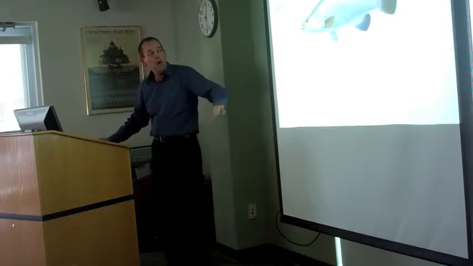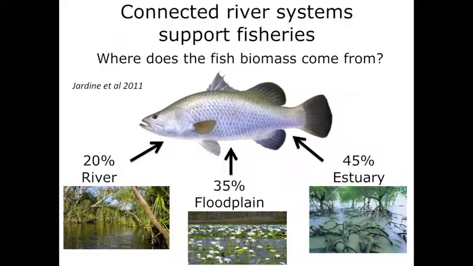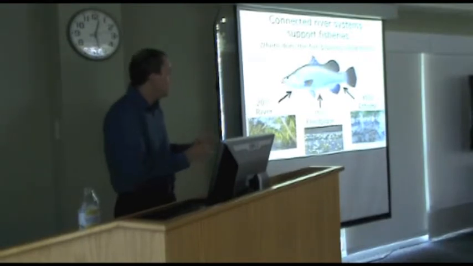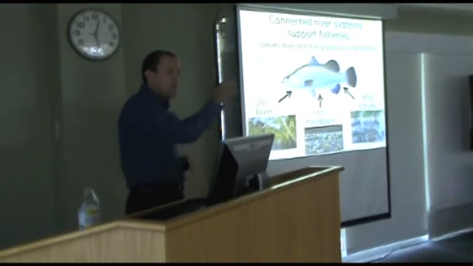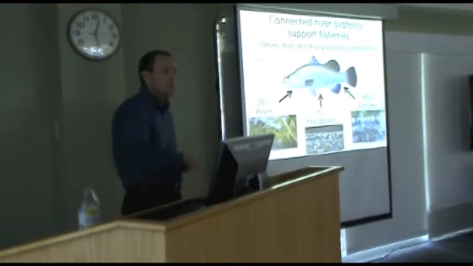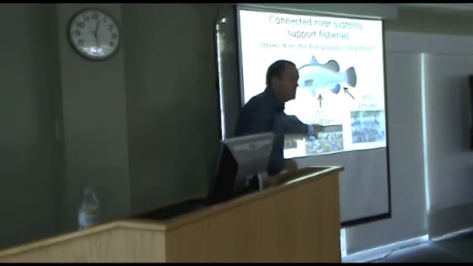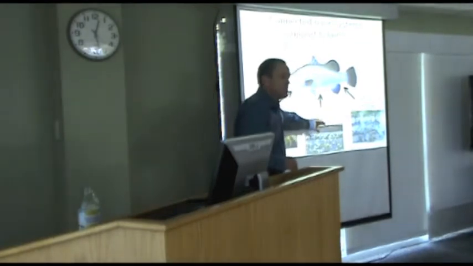And if you look at where the biomass in those large barramundi comes from, about 20% of it comes from the river itself. But nearly 40% of it comes from the floodplain, and more than 40% of it comes from the estuary. And so it's the fact that these systems still remain connected from the headwaters down through the floodplains and out onto the estuaries, which allows these floodplains, which only hold water for a couple of months of the year, massive production occurs on those floodplains during that wet season.